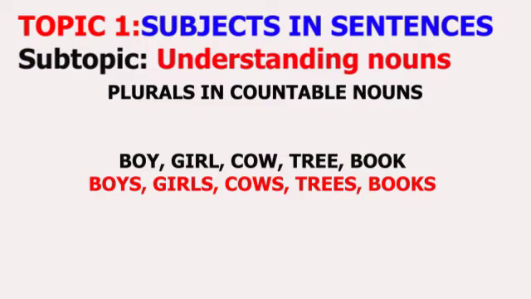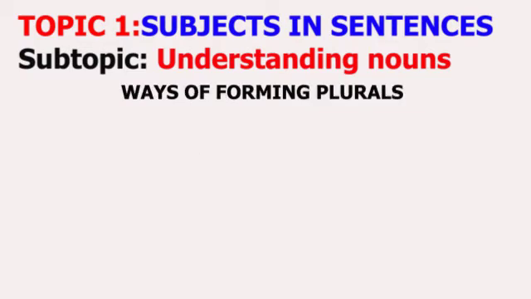As I've said, if a noun tells us about one person or thing, that noun is in a singular form. But if it tells us about more than one thing or person, it is in a plural form. In the English language, there are many ways of changing nouns from singular form to plural form, and this will be the center of our discussion for today's lesson. So let me go directly to our discussion.